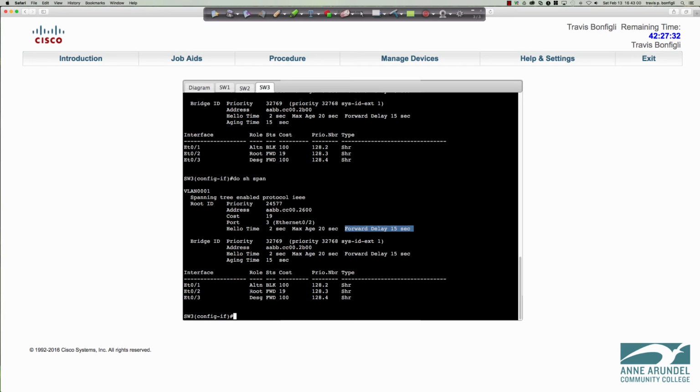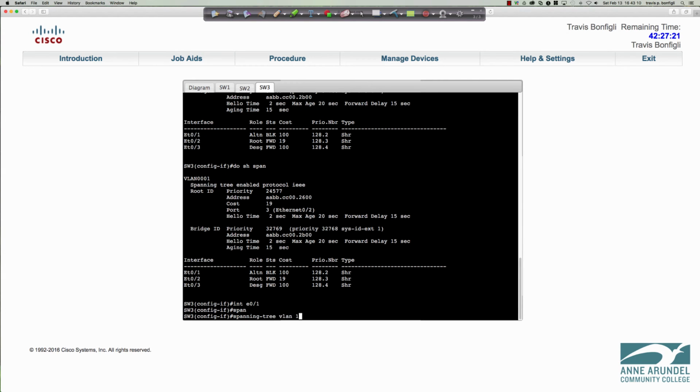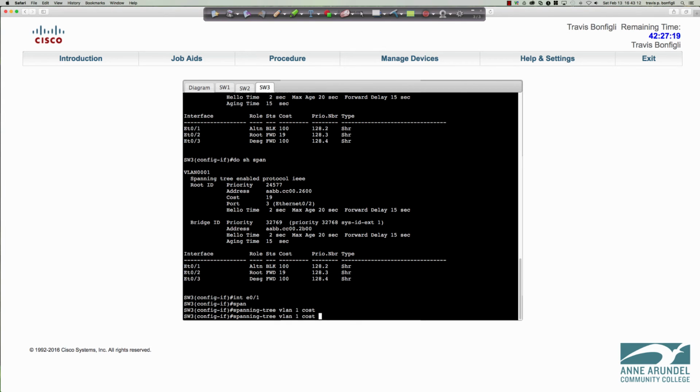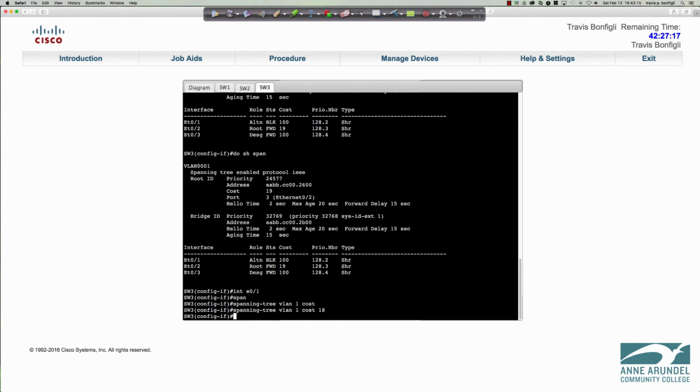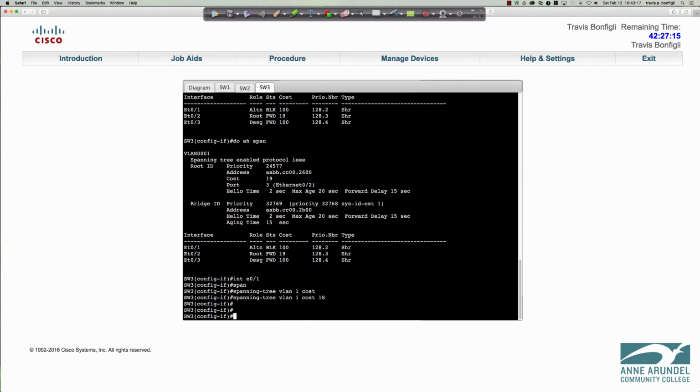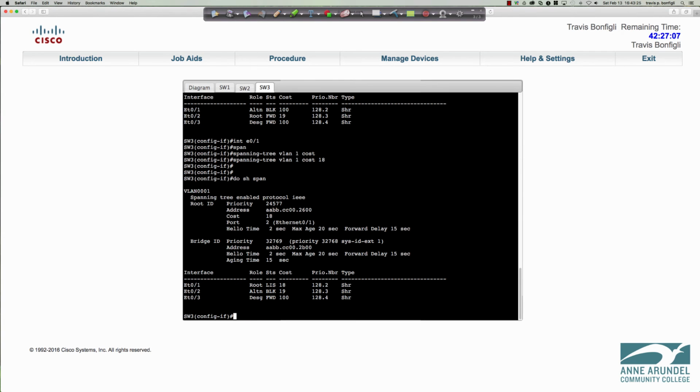And so now what do we have? We have the port with the lower port cost is now the root port. So if I were to go into interface Ethernet 01 and say spanning tree VLAN 1 cost and say 18, what is that going to do? What port would be the root port now? Exactly, Ethernet 01. So do show span, and so we'll keep up with it here.